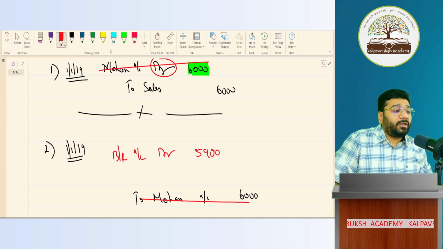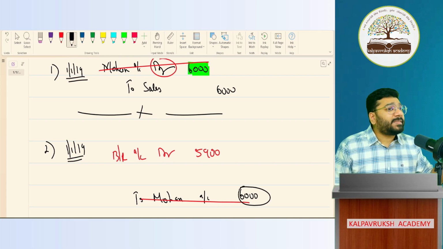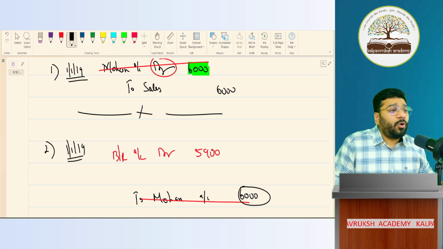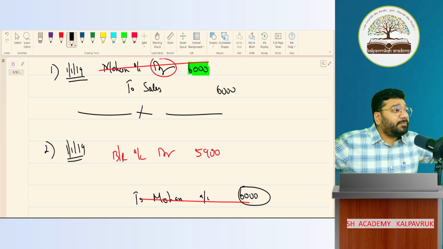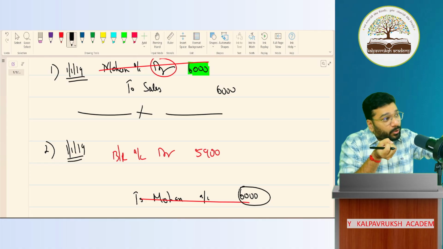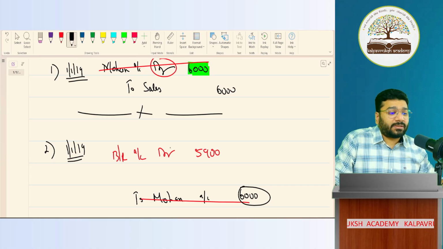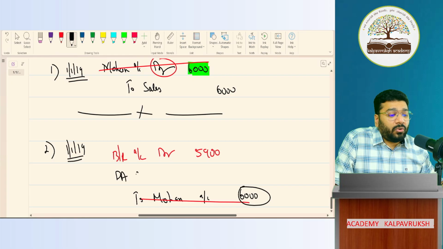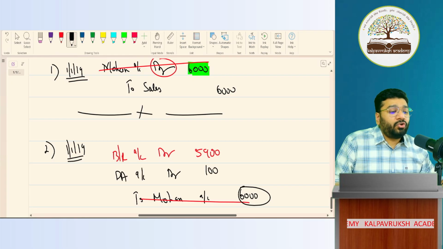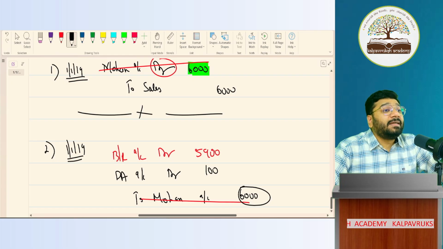So the difference of 100 is what? You were expecting 6,000 rupees from Mohan upon sale, but now you're expecting only 5,900. What happened to your balance expectation of 100 rupees? I gave it as discount. Discount is a gain or loss? Discount allowed. I have to get 6,000, but I'm accepting only 5,900. That 100 money which is not going to come to me is my loss. Debit all expenses and losses as per golden rule. So discount allowed account debit 100 to Mohan 6,000. What is the balance of the BR account, the BR ledger? 5,900. Which balance? Debit balance.